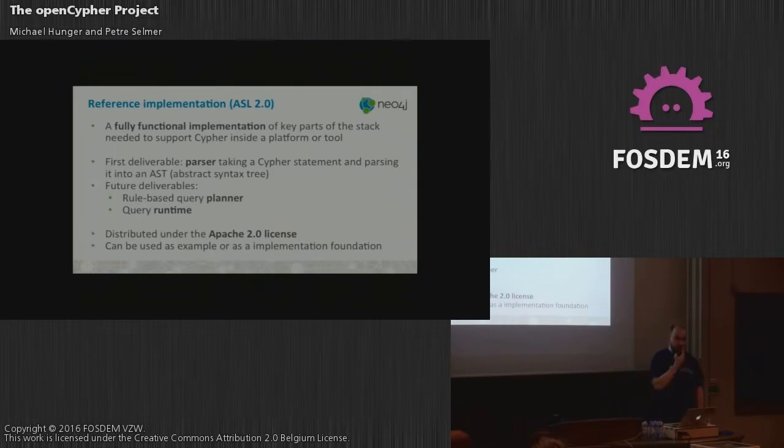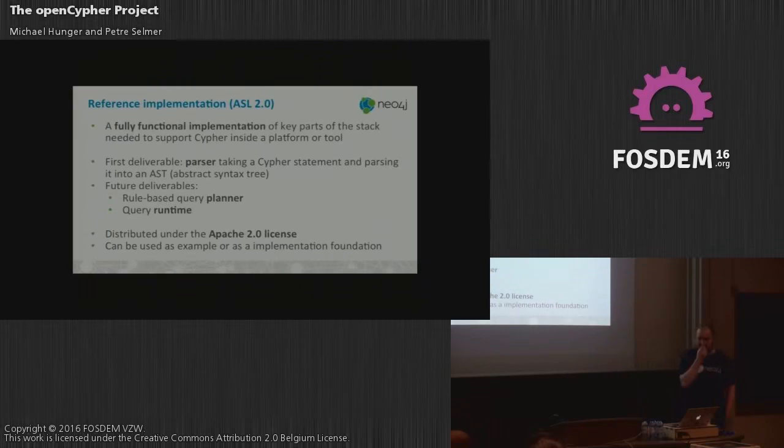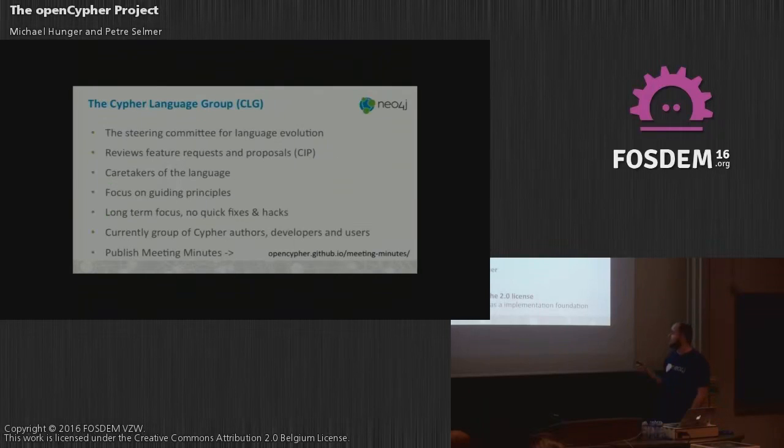The reference implementation is not as far yet as we want it to be, but it's something that we want to release under the Apache license, so everyone can use it and do whatever they want. It's split up into different parts: a parser turning Cypher into an AST, and then a query planner and a query runtime as well. And that can be used either as an example to learn from or as a base or foundation for an implementation.